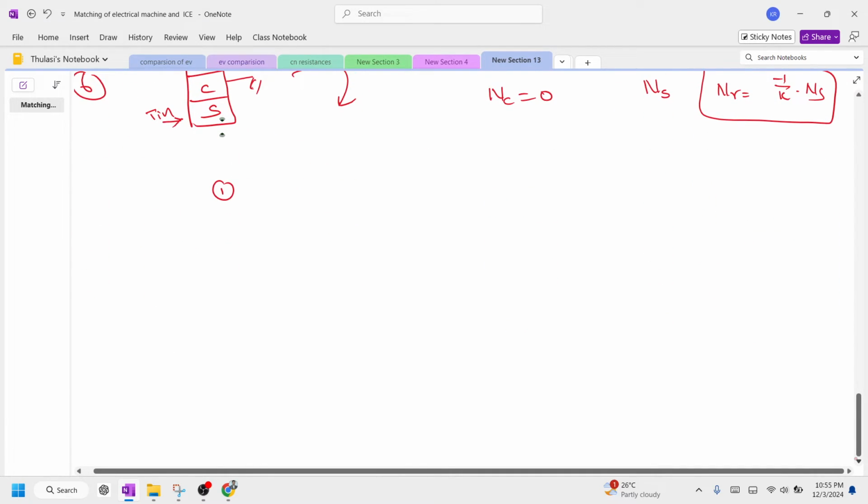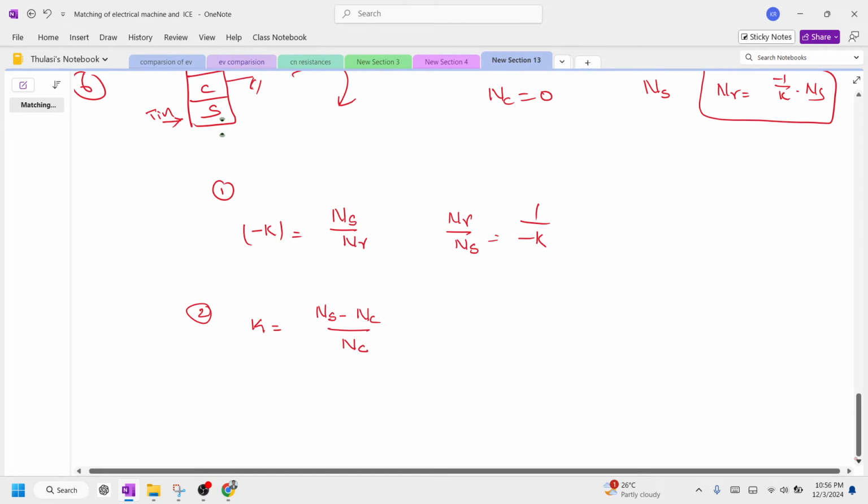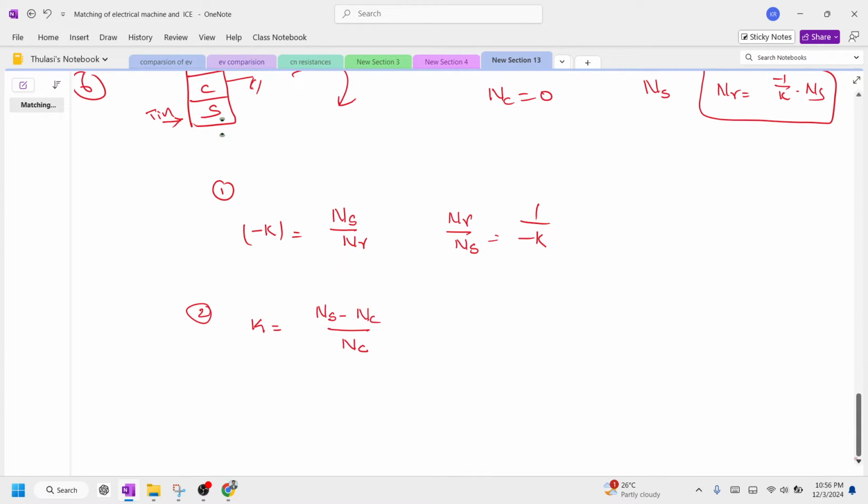Let's try to define K as the basic gear ratio, the speed of sun gear divided by the speed of ring gear. Therefore NR by NS is equal to minus K, or the reverse of that, which is nothing but 1 by K. And you can define K as the basic ratio, the speed of sun gear minus the speed of carrier gear, divided by the speed of carrier gear. This is how we define the basic ratio K, which is the epicyclic gear ratio. Now from here I want to find out 1 plus K.